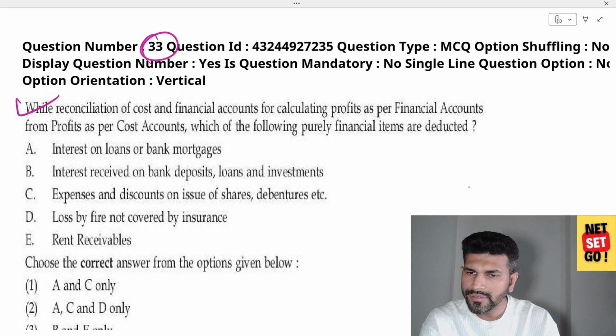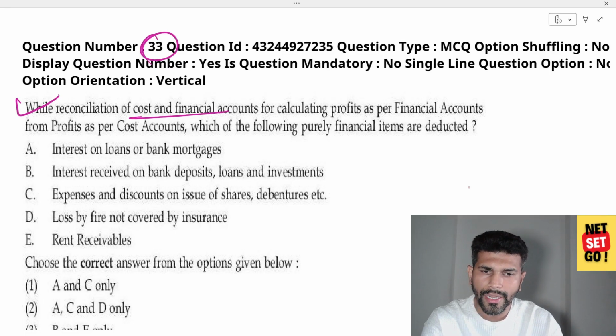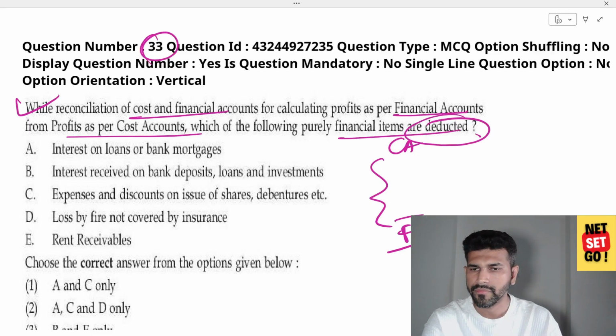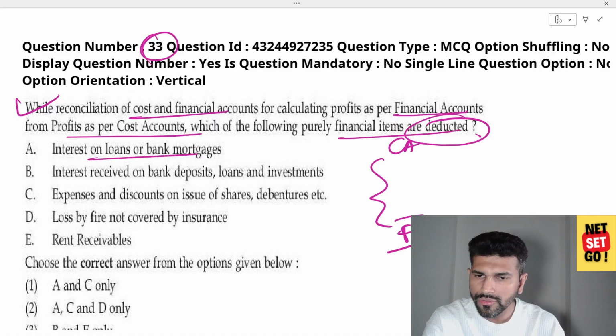Next, while reconciling cost and financial accounts for calculating profit as per financial account from profit as per cost account, the starting point is profit as per cost account. After reconciliation, we get profit as per financial account. Which of the following purely financial items are deducted? Interest on loans or bank mortgage, correct? It is an expense and it is deducted. Interest received on bank deposit, loan and investment is financial income and is not deducted, it is added.